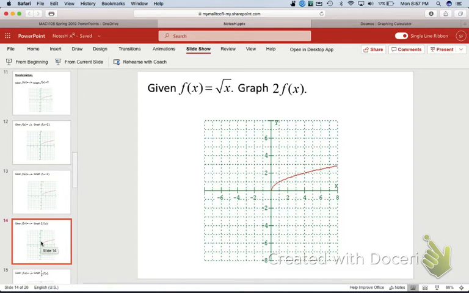All right, now this time, notice that the 2 is in the very front. So we are looking at 2 f of x. We're looking at 2 square root of x. Again, still starting with that same parent function, but this time we're going to take it and multiply by 2. We are going to stretch this graph vertically by a factor of 2. So check out what this looks like.